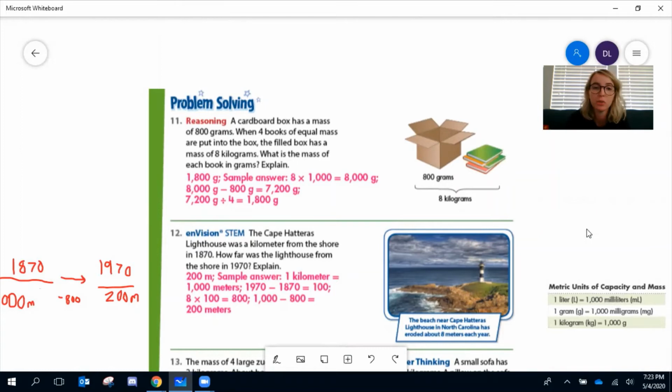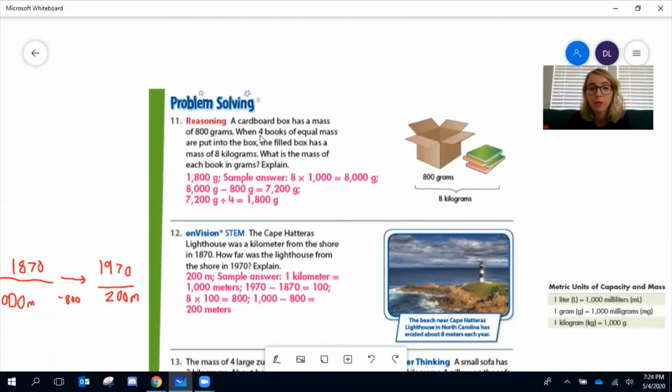So first we need to figure out the amount of grams in 8 kilograms. So we need to multiply 8 times 1,000 and we get 8,000 grams. So now both the numbers we're working with are in grams. So we have 8,000 total grams, and we know that the box itself weighs 800 grams. So we need to subtract what the box weighs to be able to figure out what the books weigh. So we subtract 800 from 8,000 right here, and we get 7,200 grams. So that is how much the books weigh.